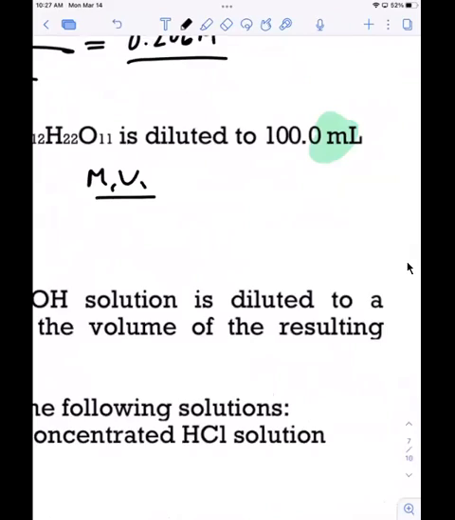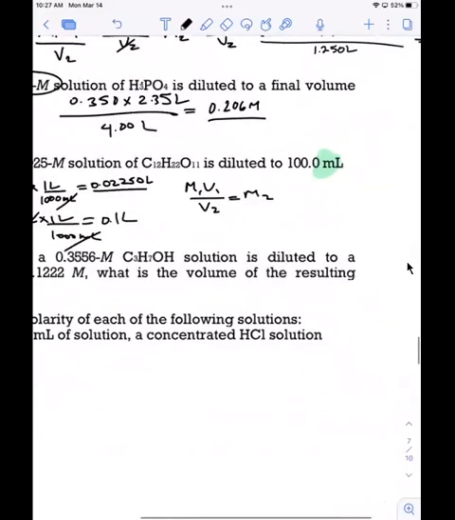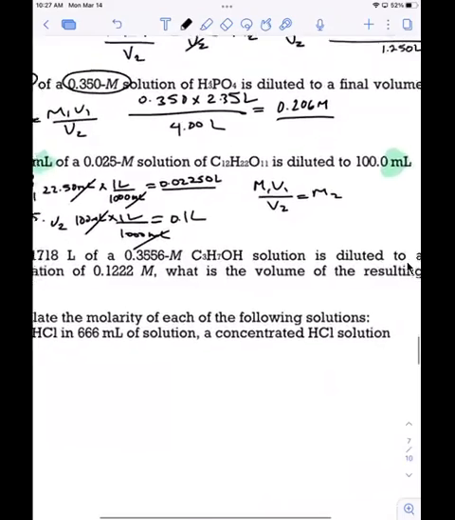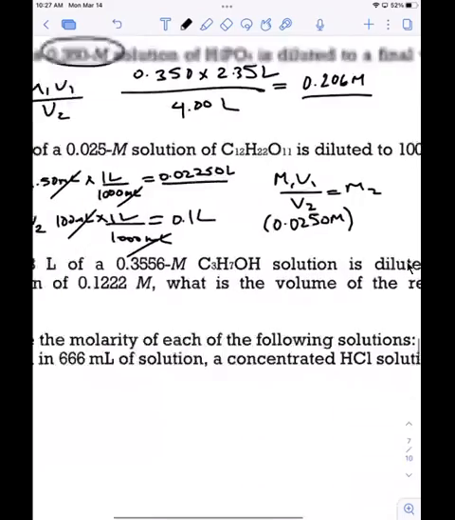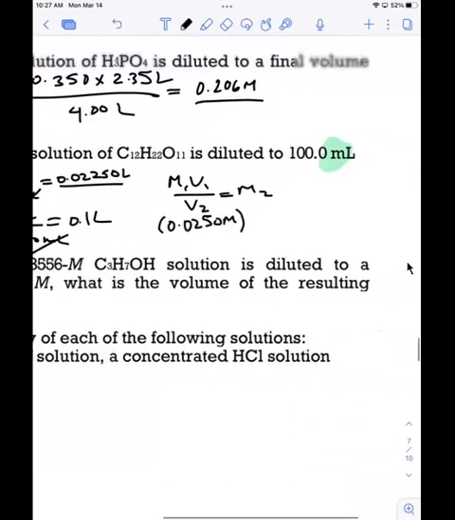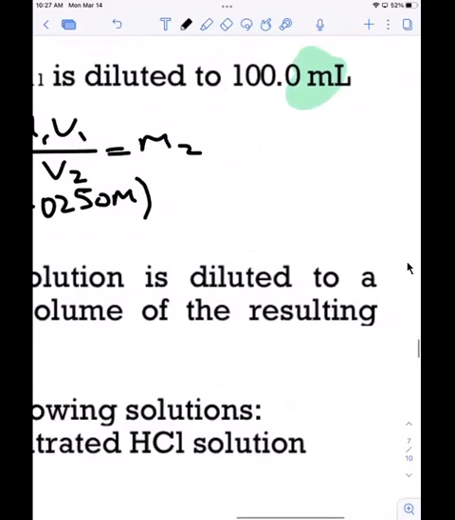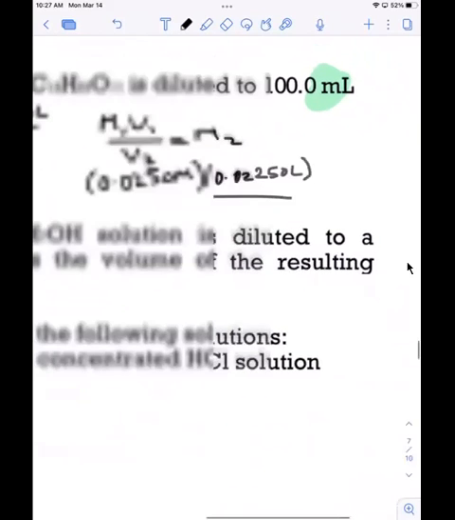M1 V1 over V2 equals M2. We're going to take M1, which is 0.025 molar. There is a zero in front of that one. And then we're gonna take V1, which is 0.02250 liters. We're going to divide that by 0.1 liters.